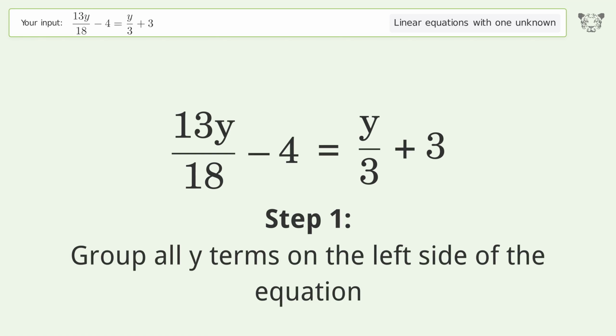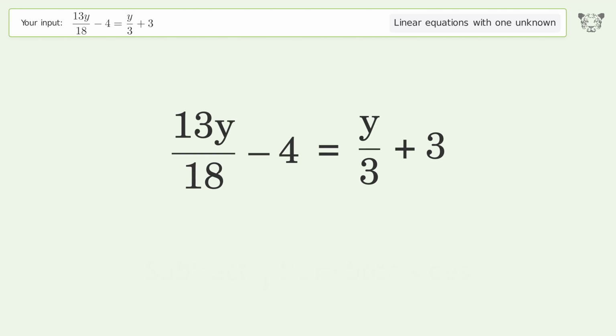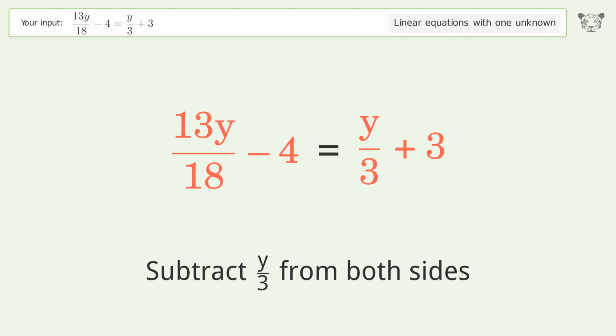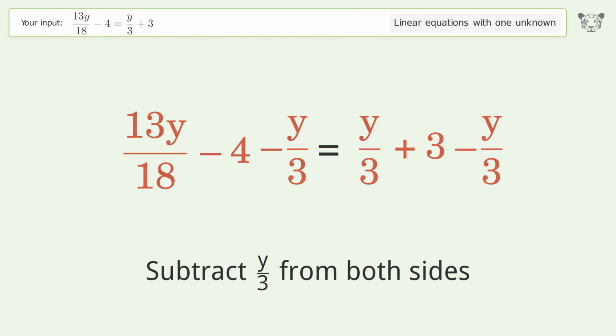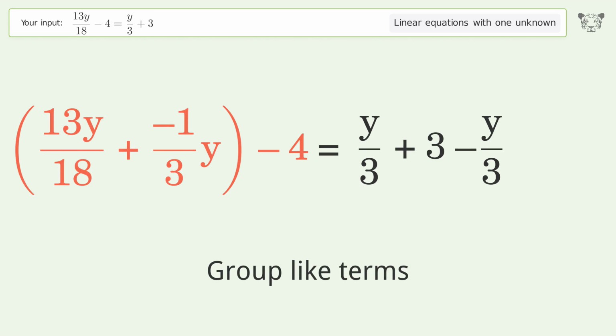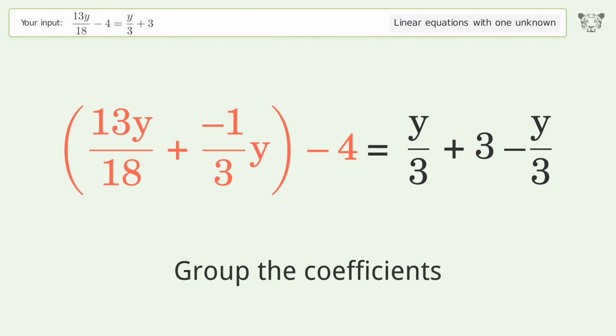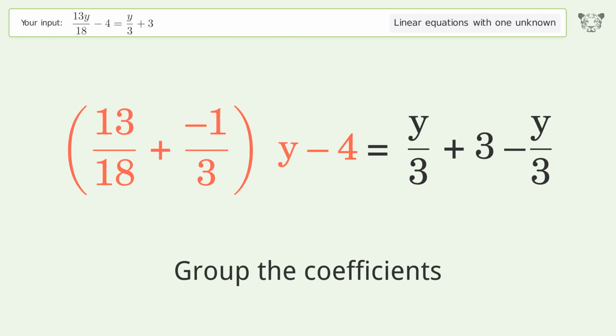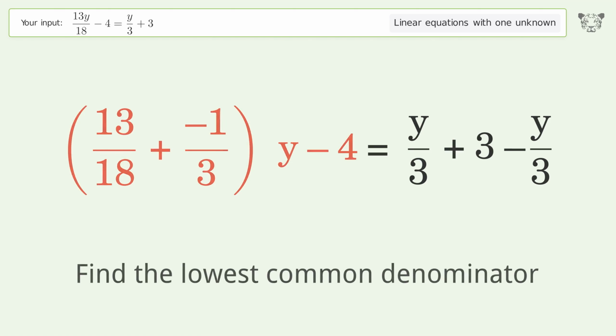Group all y terms on the left side of the equation. Subtract y over 3 from both sides. Group like terms. Group the coefficients. Find the lowest common denominator.